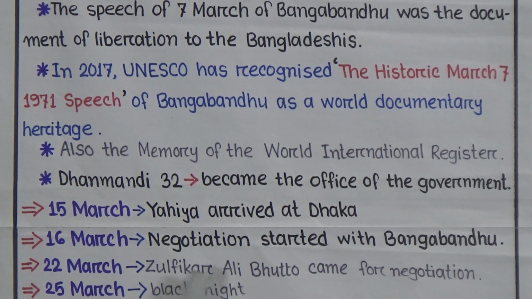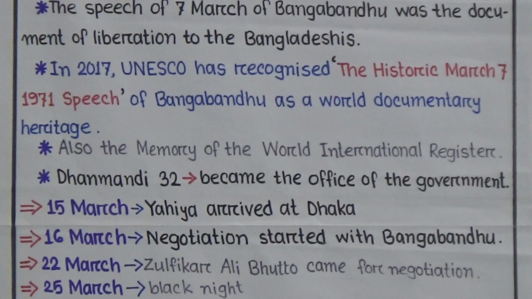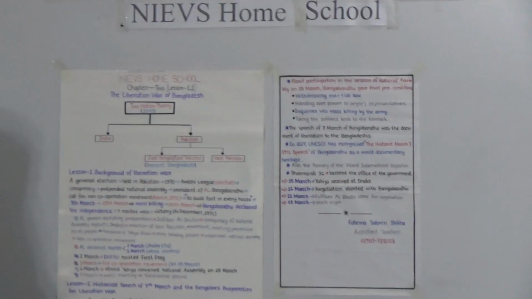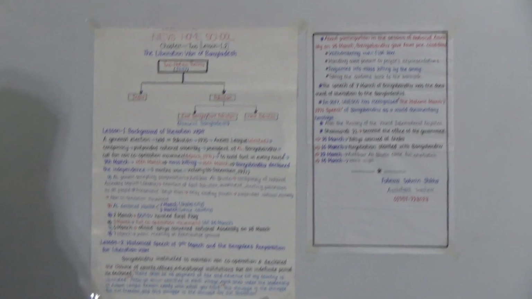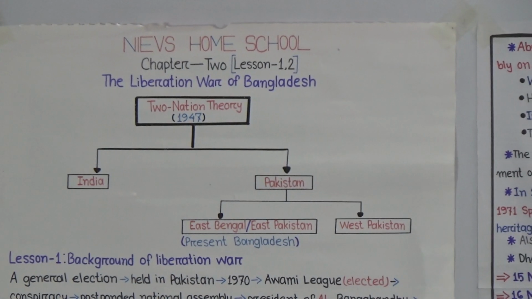So students, that's all for today. We'll learn from lesson 3-4 in our next class. So please look at this again. This is the summary of lesson 1-2 from chapter 2. You have to read the text again at home.